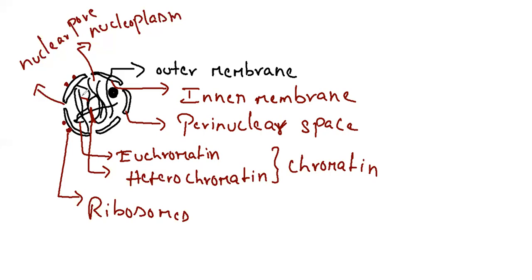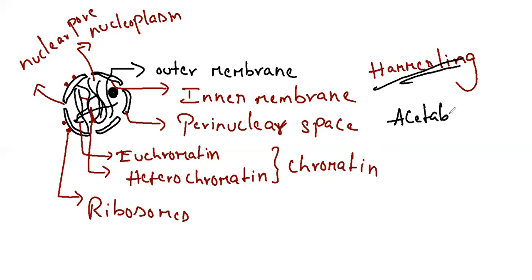The importance of the nucleus is that it controls heredity, because it contains the DNA, the genetic material, and it controls growth and metabolism. This was experimentally proved by the scientist Hammerling. He proved that the nucleus is responsible for heredity, growth, and metabolism. He did this experiment in Acetabularia, which is a single-celled alga, the largest single-celled alga. The study was done by Hammerling.